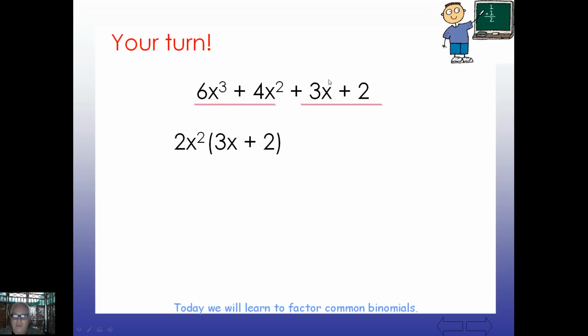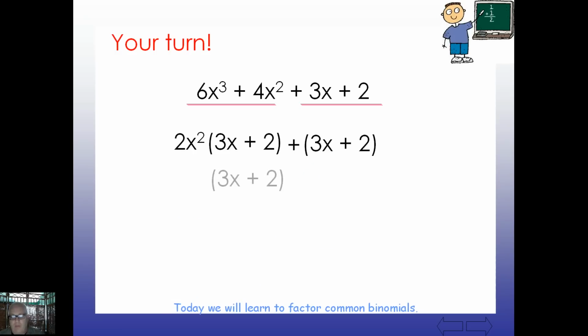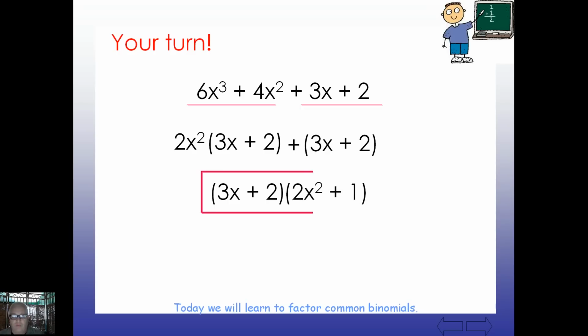And what is this guy sitting right here? Well, isn't that just 3x plus 2? So since they have no common factors, just rewrite it. Okay? And now what do we remember about the coefficient? Well, this coefficient is 2x squared. But what's this coefficient here? That coefficient is the number 1. Okay? So let's factor them out. Let's see what happens. We take out a 3x plus 2, and what do we write down as the second factor here? 2x squared plus 1. Okay? Very good.